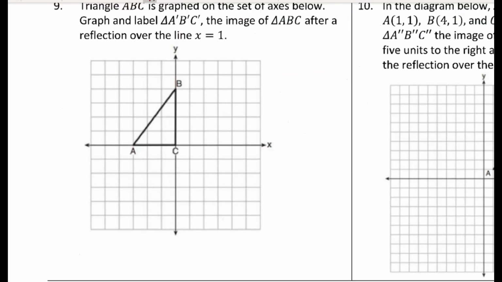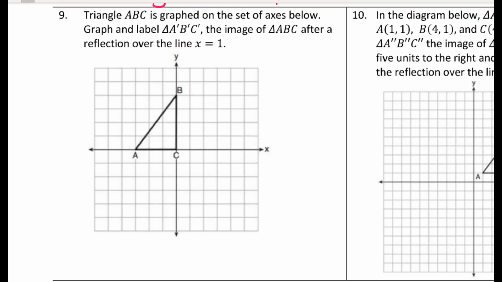For number 9, triangle ABC is graphed on the set of axes below. Graph and label triangle A prime B prime C prime after it's reflected over the line x equals 1. So that's just a vertical line where all of the x values are 1. Here you could just count. B is 1 unit away from the line, so B prime would be 1 unit away. C is 1 unit away as well, so C prime would be 1 unit away. And A is 1, 2, 3, 4 units away, so if I count again, 1, 2, 3, 4, A prime will end up right there.